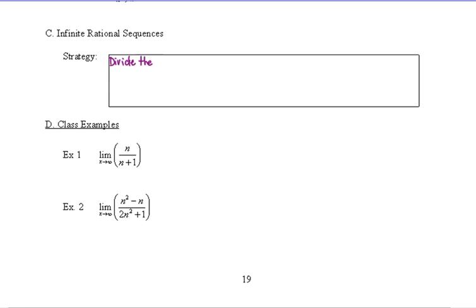I should say numerator and denominator as a math teacher, but those are longer words. We all want to shorten things in math.